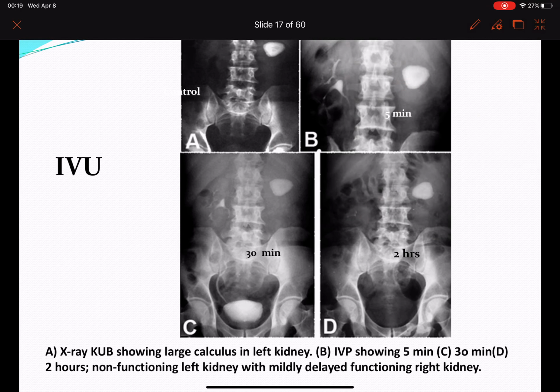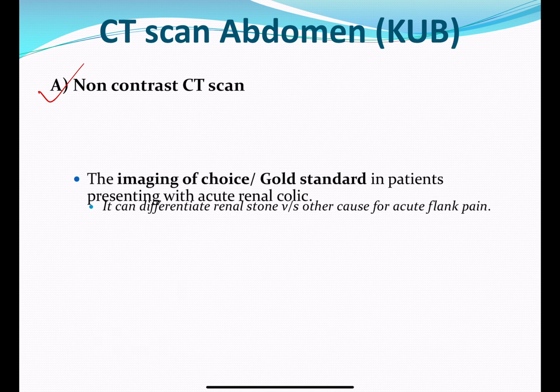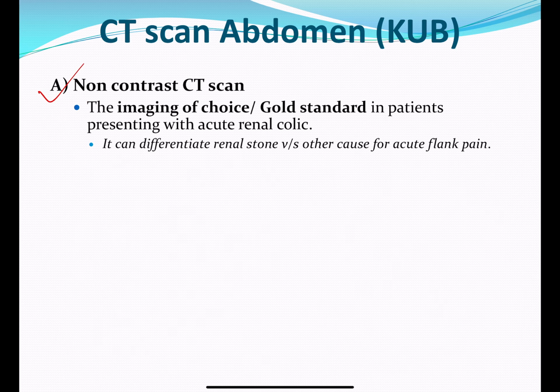Okay, CT scan abdomen or KUB. Non-contrast CT scan is the gold standard, or ideal, for the stone diagnosis. Okay, and also for the management of the stone. So see, this not only shows you the stone, it can show you both radiopaque and radiolucent stone, but also it can differentiate the different causes of pain.